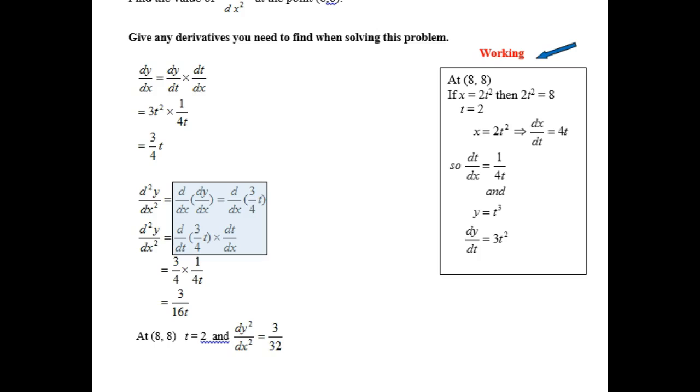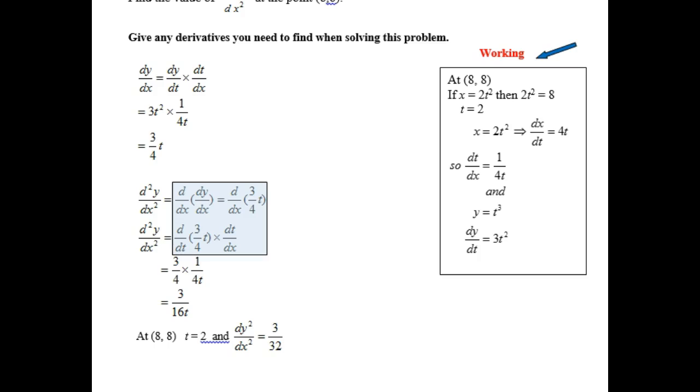There's a bit of preliminary working for this question. We need to find the value of t when x equals 8. x equals 2t squared, solving gives t equals 2. I need the two derivatives, dy dt and dt dx. x equals 2t squared, differentiate, dx dt is 4t. Do the reciprocal, and I get dt dx equals 1 over 4t.